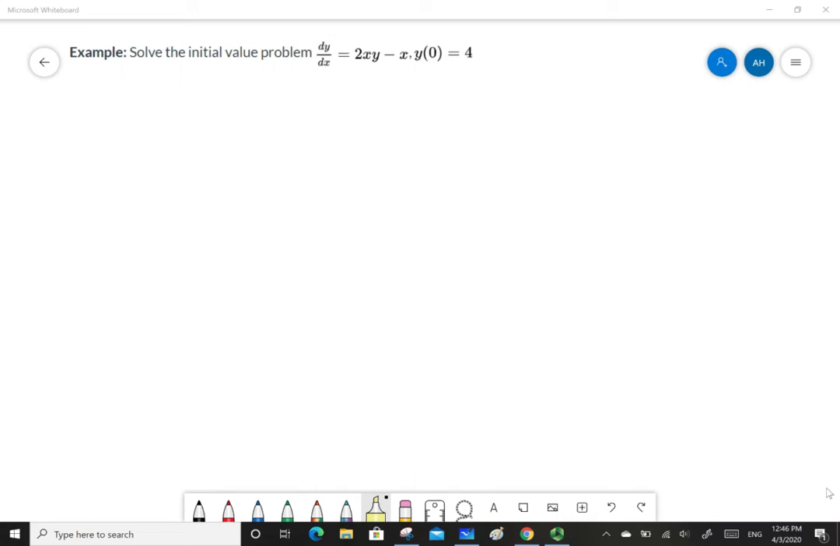Solve the initial value problem dy/dx equals 2xy minus x, where y(0) equals 4. Again, we're going to solve this using method 1.